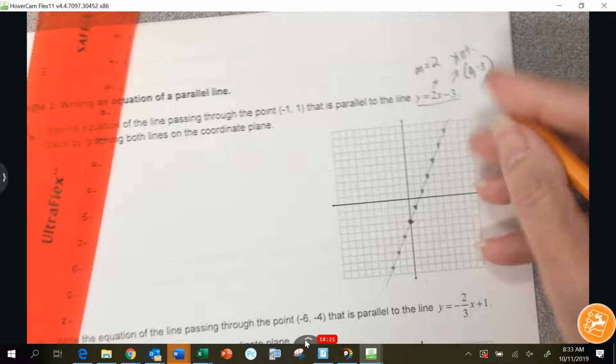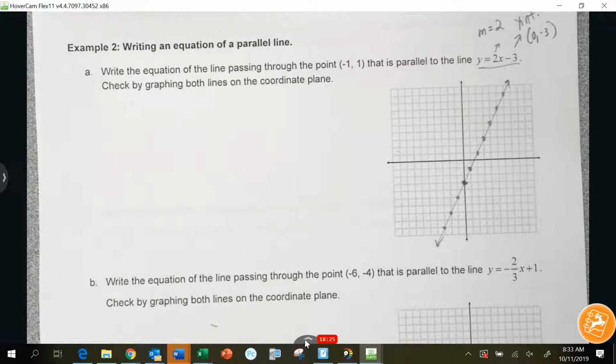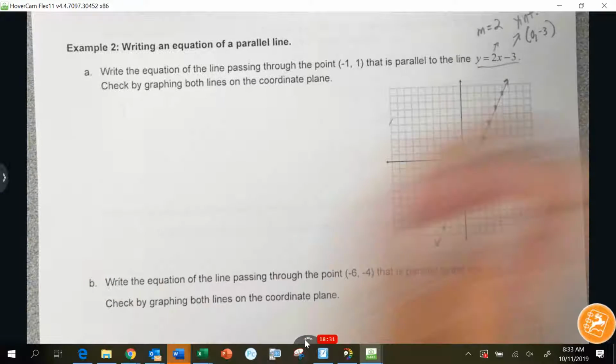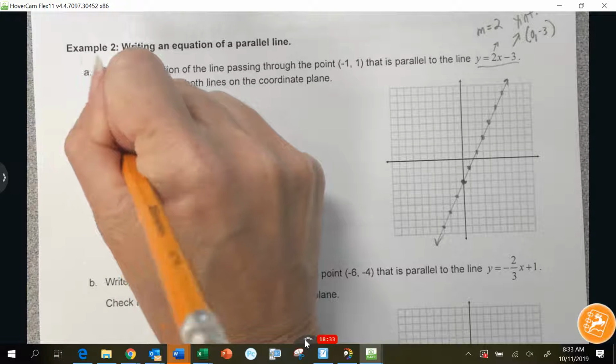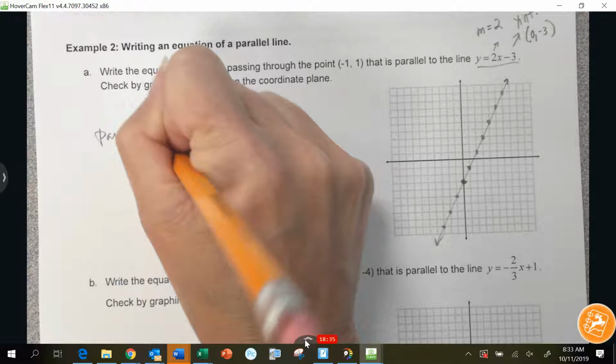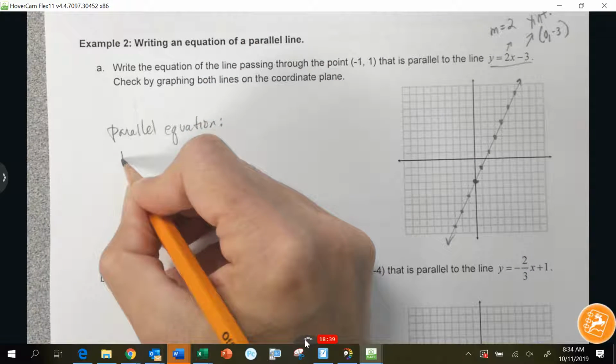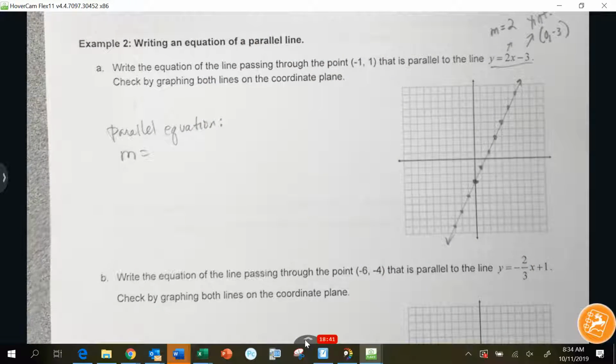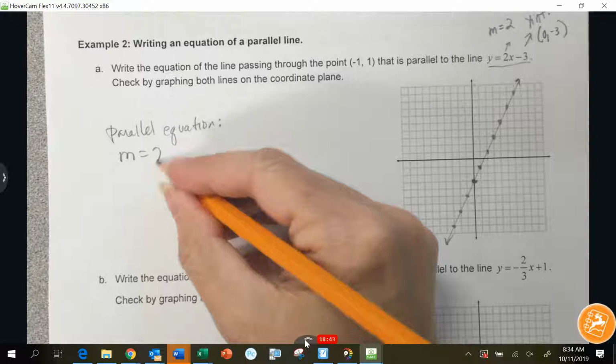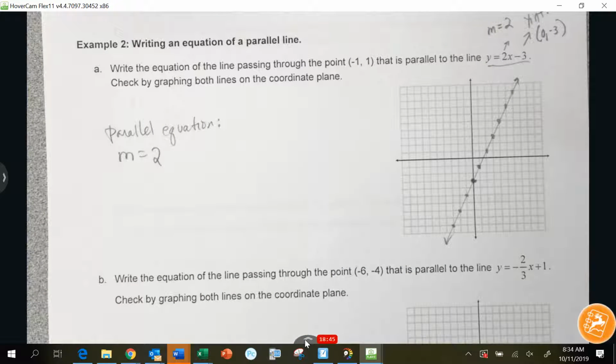All right, so what is something we definitely know about the new equation? It has the same slope as this equation. So our new parallel equation, our slope is going to be the same as this one, which is going to be 2.